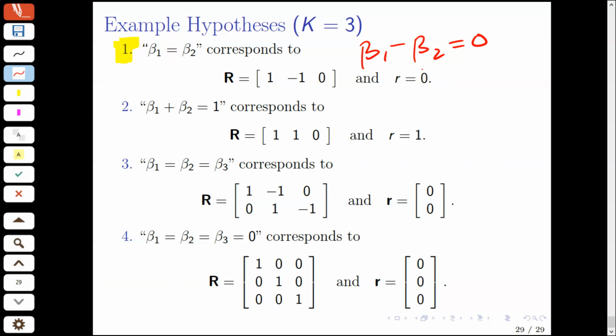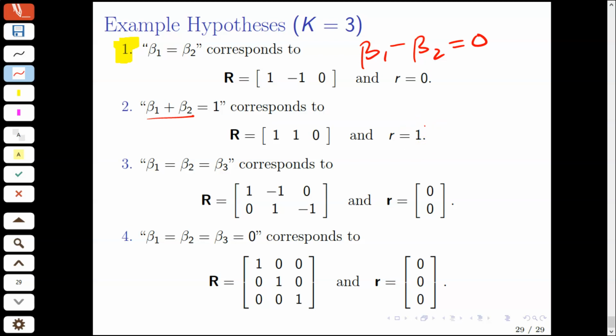A similar type of hypothesis states that the sum of the two coefficients, beta 1 and beta 2, is equal to 1, which is very similar to the previous example, except that we now use an R of 1, 1, 0, and a right-hand side of 1.